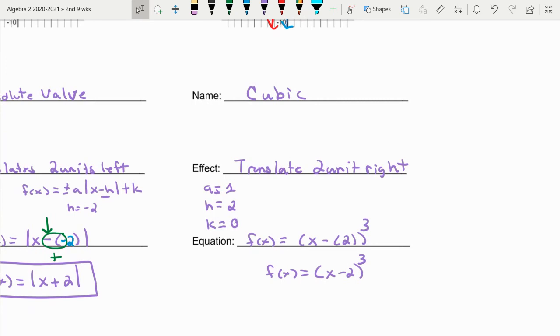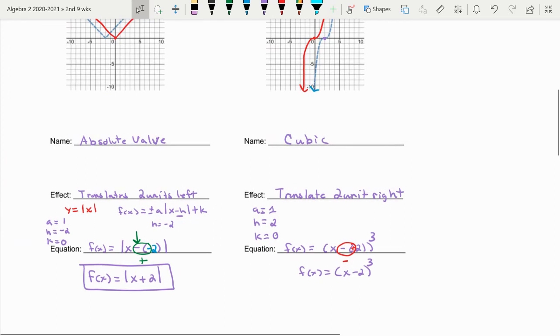Therefore, it looks like it's going opposite. Okay, so H is actually 2, but in the function or in the equation itself, it's going to be an opposite sign. All right, so be very careful. So just to reiterate, there is a plus here, and then when you combine these two together, we get a negative.